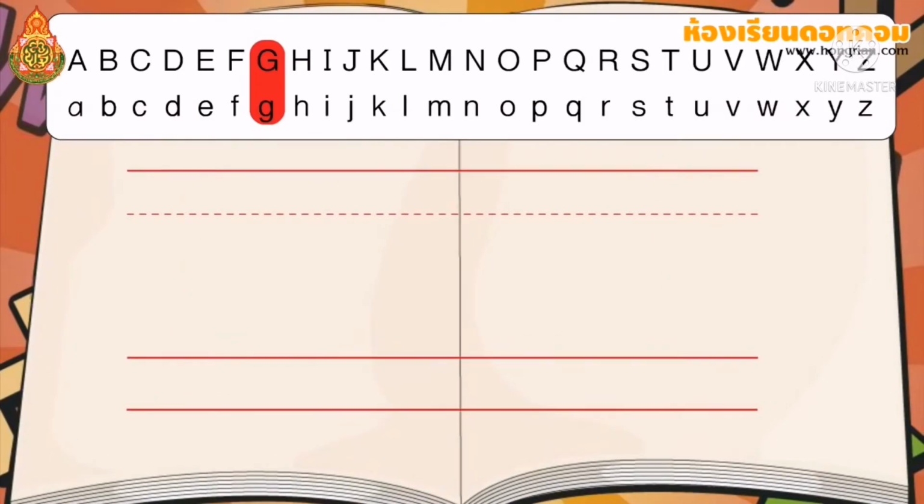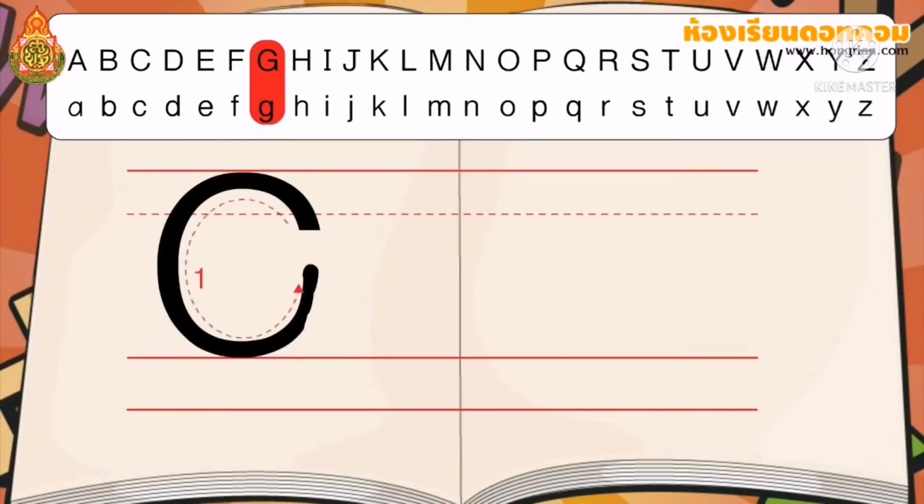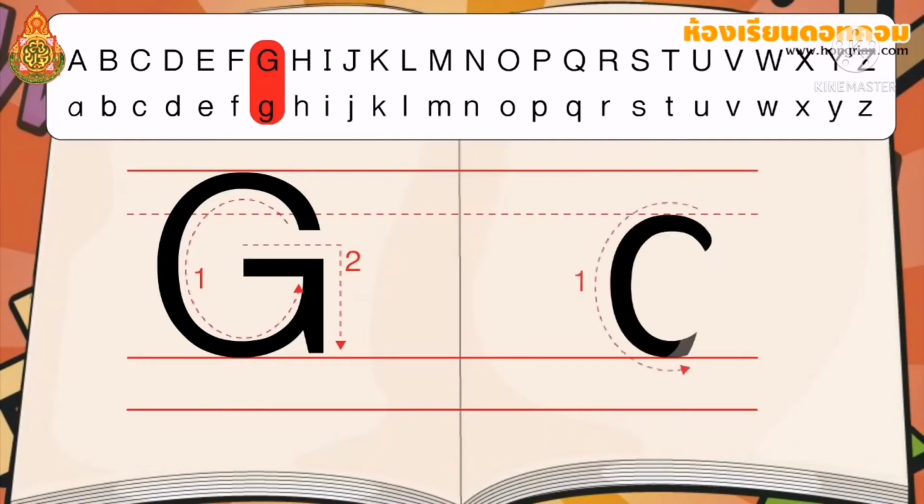Next, capital letter G. Start with 1 and 2. And small letter G. Start with 1 and 2.